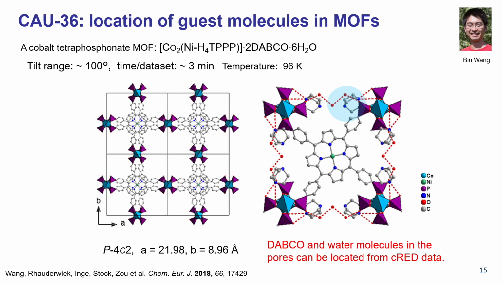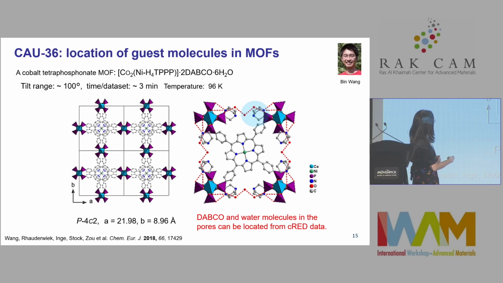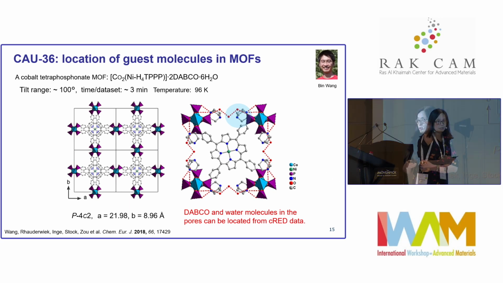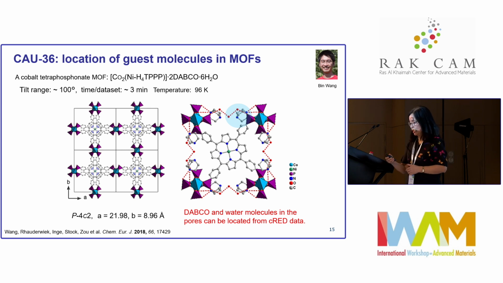Using electron diffraction, it's not only the framework atoms that can be determined, you can also study the guest molecules. In this case, we could see the solvent molecule here and the water molecule here, so they form a network. They can all be determined using electron diffraction. In this case, you need a low temperature to fix the molecules, because the microscope is in vacuum.